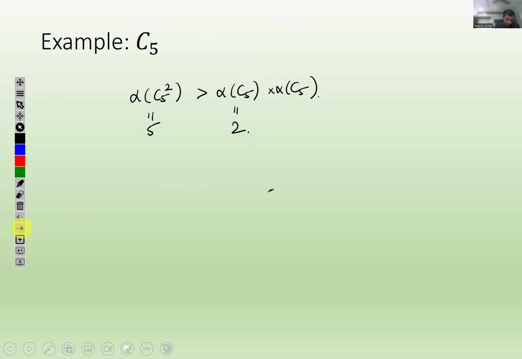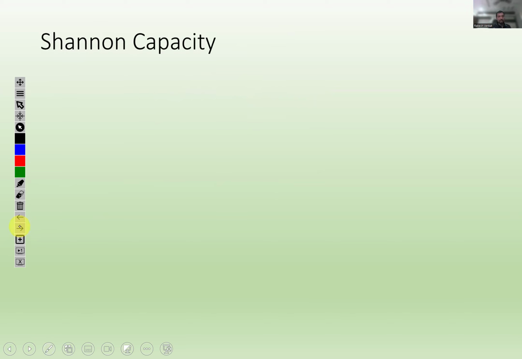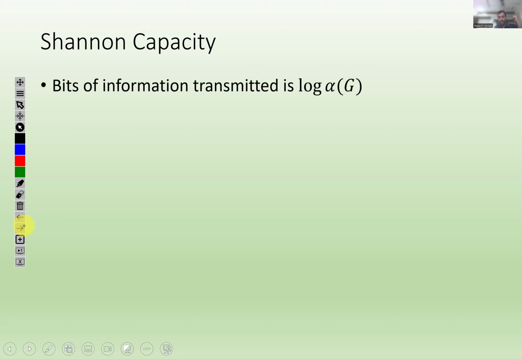Good. So now let's go on to define Shannon capacity, and we'll stop hopefully by motivating what this Shannon capacity is. The Shannon capacity basically asks the following. For what power k do I have a definition here? Okay. So suppose you take a base graph G.